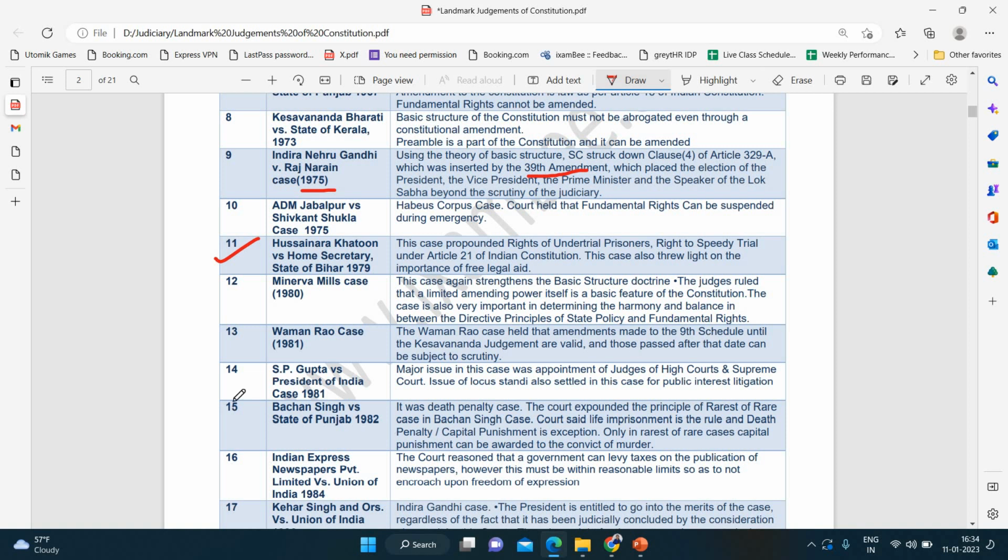The next important case is SP Gupta versus President of India case. The major issue in this case was appointment of judges of High Court and Supreme Court. The issue of locus standi was also settled in this case for public interest litigations.